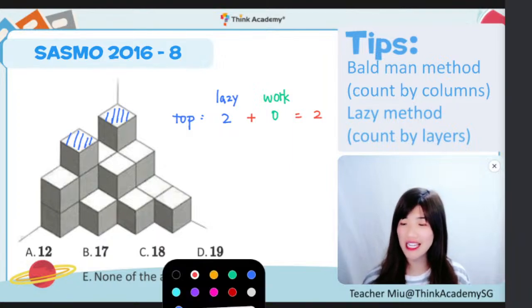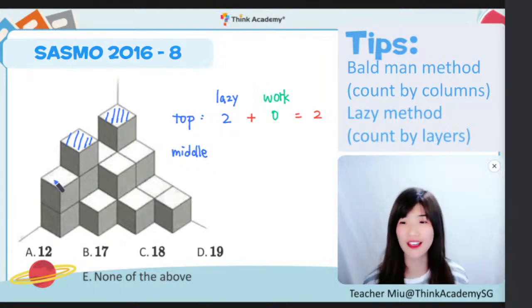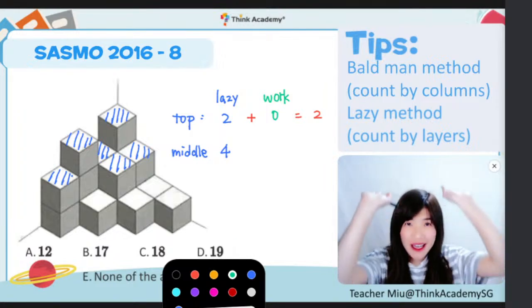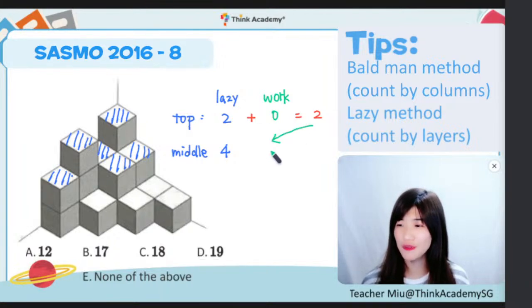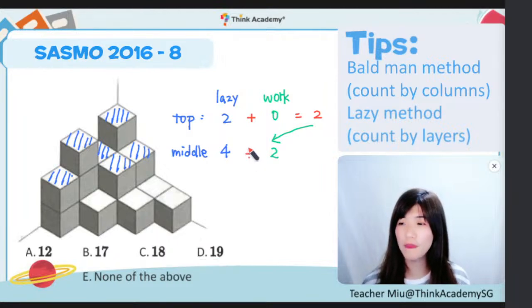What about the second layer? For the middle layer, how many lazy cubes are there? That means you can see their heads, they're not carrying anything. So there are 1, 2, 3, and 4. We have 4 lazy cubes here. What about the working cubes? They are working so hard to carry the layers on top. So there must be 2 of them working for the middle layer. So for the middle layer, 4 plus 2 equals 6 cubes, right?